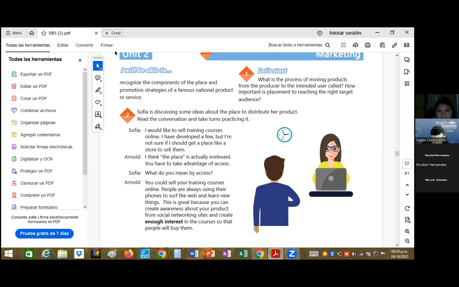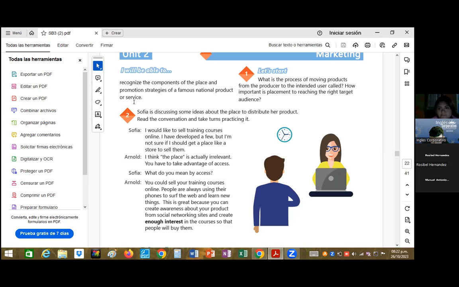Okay, voy a empezar usted. Would you like to sell training courses online? I have developed a few, but I am not sure if I should get a place like a store to sell them. I think the place is actually irrelevant. You have to take advantage of access? What do you mean by access? You could sell your training course online. People are always using their phones to search the web and learn new things. This is good because you can get awareness about your product from social networking sites and create interest in the courses so that people will buy them.